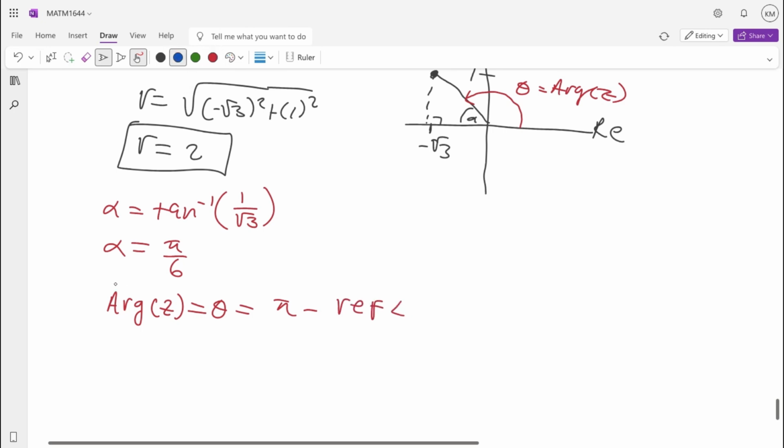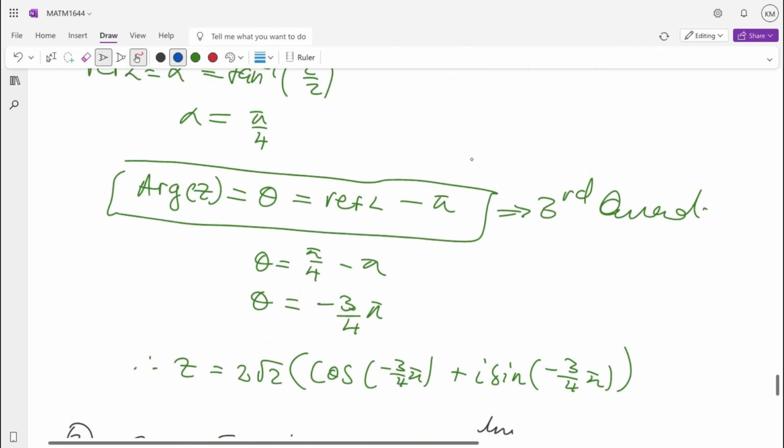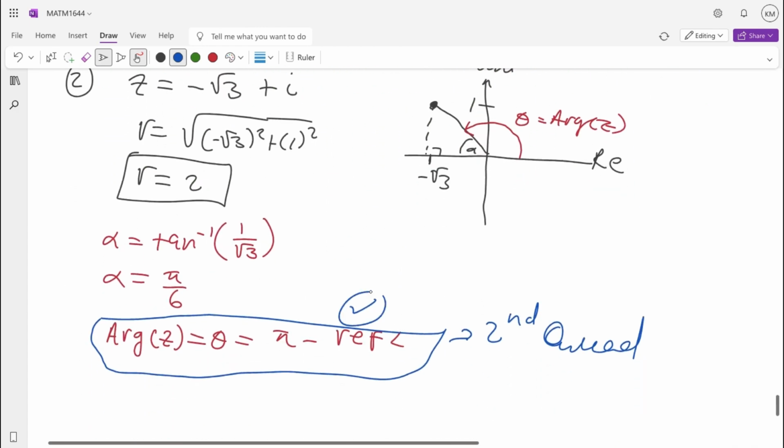So this is how you do it in the second quadrant. You say that your big argument of z, theta, is pi minus the reference angle. It makes sense because the whole angle there is pi, and if you subtract this one, you'll just get the red one there, which is theta. So that is how you do it in the second quadrant. Make sure you keep this one in mind and also that one. If you're in the third quadrant, use this one, and if you're in the second quadrant, use this one.